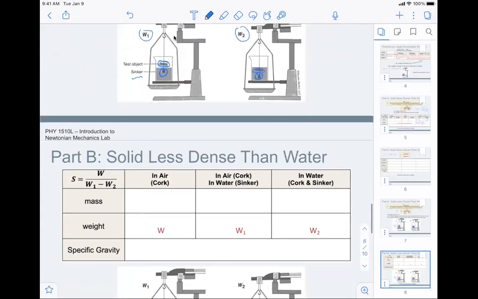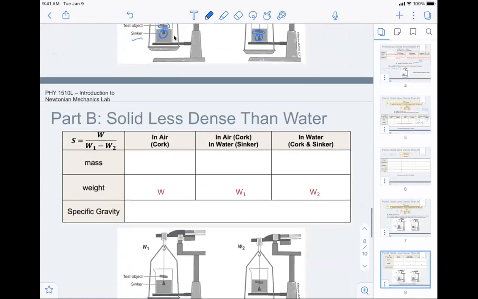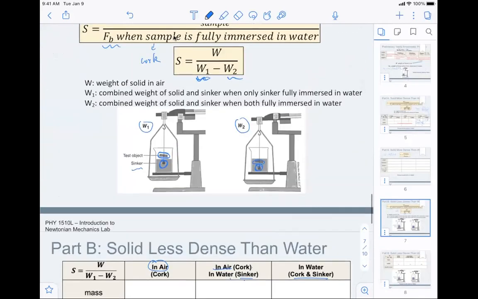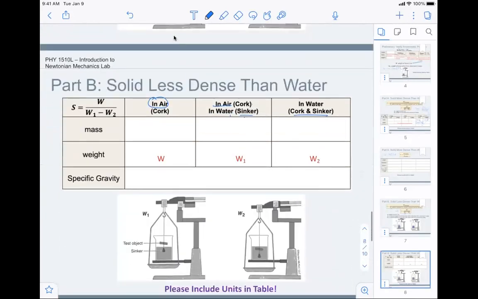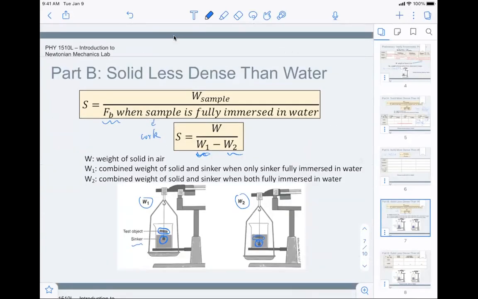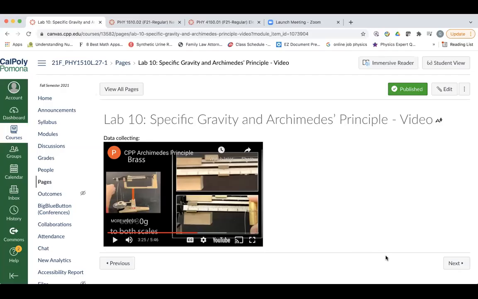And you do the same thing by writing down the mass measured in air by itself. That's the weight of the cork itself. And in air where the cork is outside, the sinker is in water, and then both of them are in water. So there you have 3 different weights, W, W1, and W2, and you can calculate the specific gravity. So let's take a look at our video for that particular part.